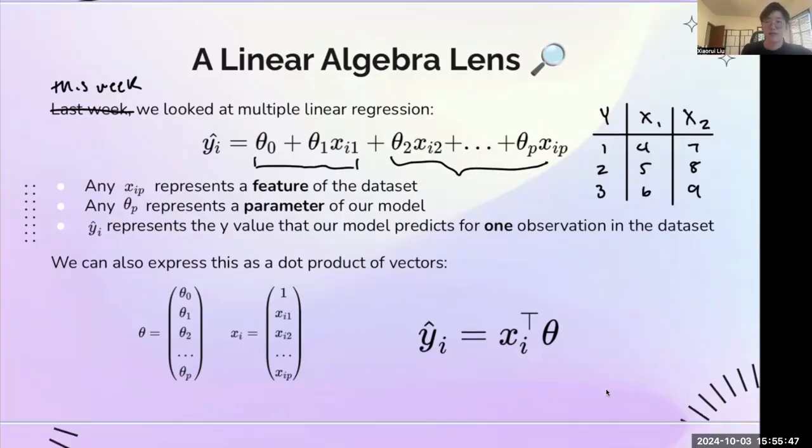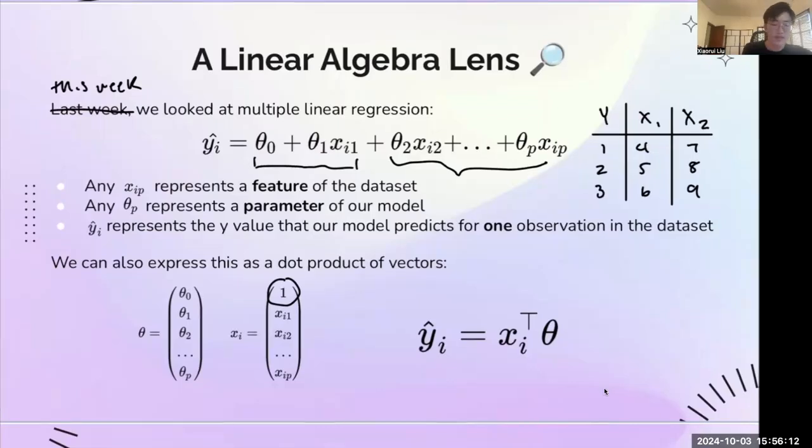Now that we have multiple features, we can express our predictions as a dot product of vectors, where the vector theta is just a vector of all our thetas combined together, and x_i is a vector of all our different features for one observation. You may notice that x_i has a 1 here, which doesn't correspond to any feature of our data set. It actually corresponds to the built-in intercept term that we always want to have. And this is what the dot product equation looks like.